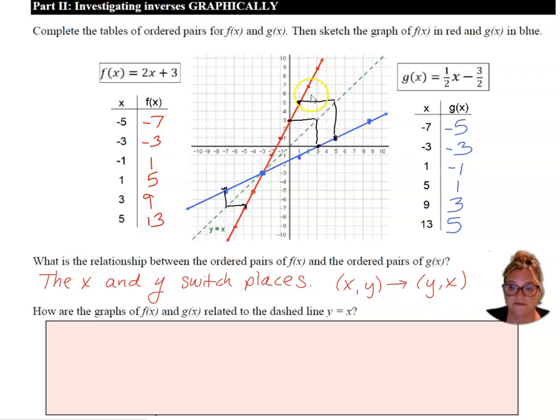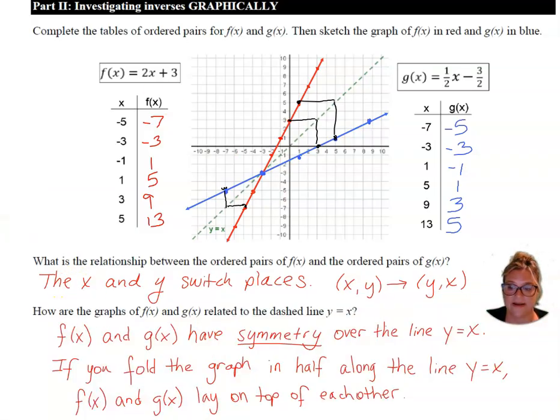If I were to imagine folding this paper along that green line, the red and the blue functions would overlap. They would touch each other. So that's how these graphs are related. f of x and g of x have symmetry, like a fold, over the line y = x. If you were to fold that graph in half along that green dashed line, f of x and g of x would lay right on top of each other.